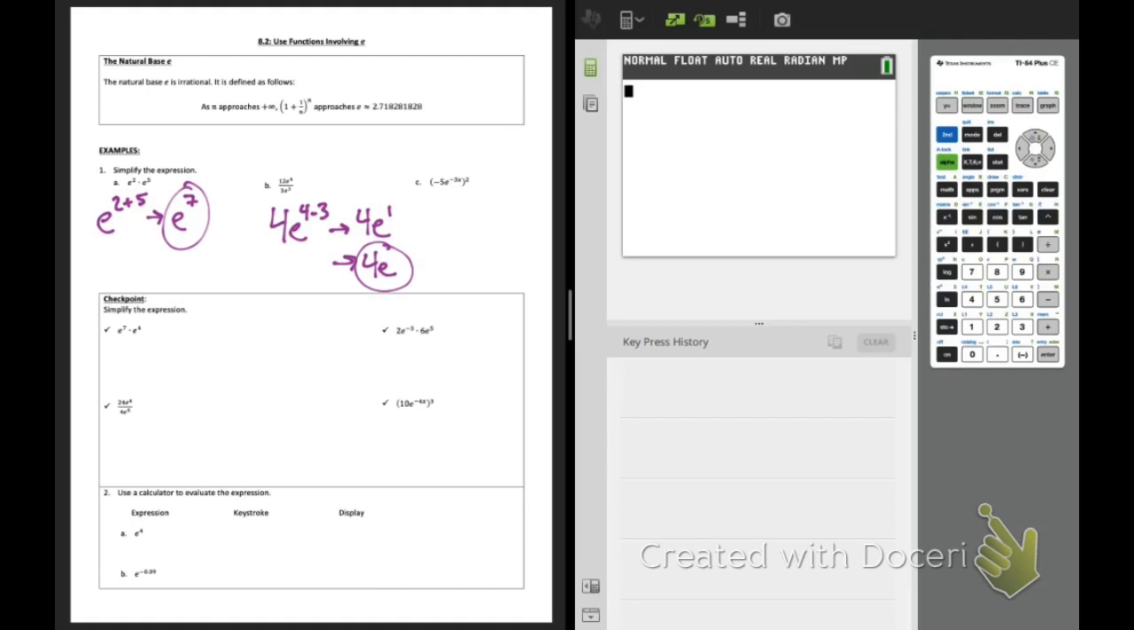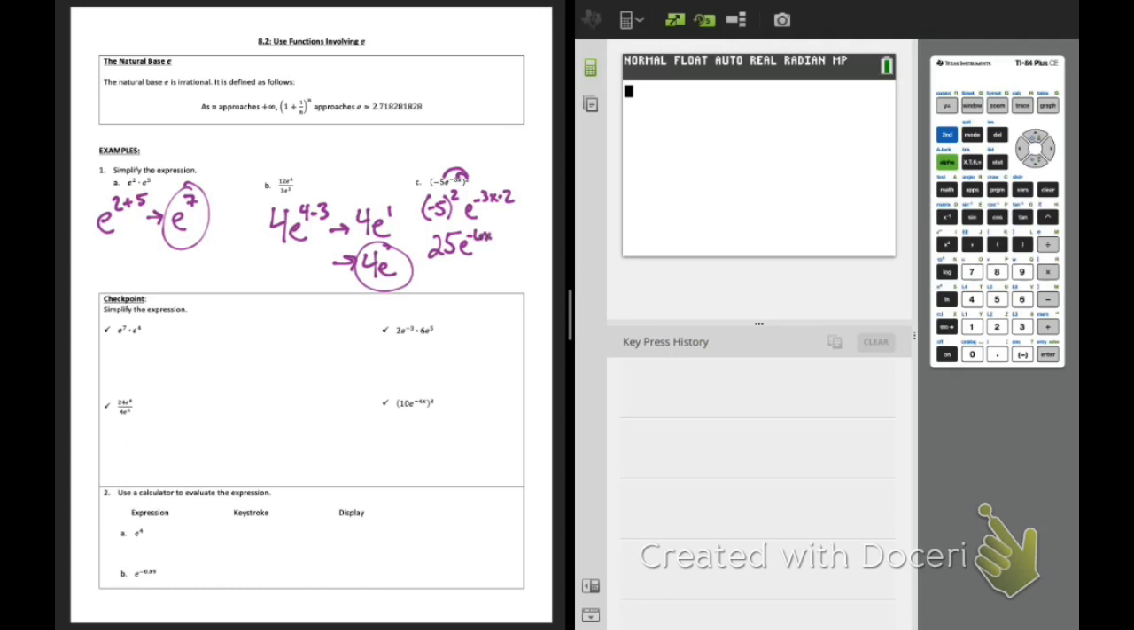In c, we have negative 5e to the negative 3x power, all raised to the second power. Whenever we have an exponent outside a bunch of terms in parentheses, we distribute that power to all the terms possible. So we're going to apply that squared to the negative 5 and to the e to the negative 3x. First, I'm going to have negative 5 squared, and then e to the negative 3x times 2 power. Negative 5 squared comes out to positive 25. e to the negative 3x times 2 would be e to the negative 6x.